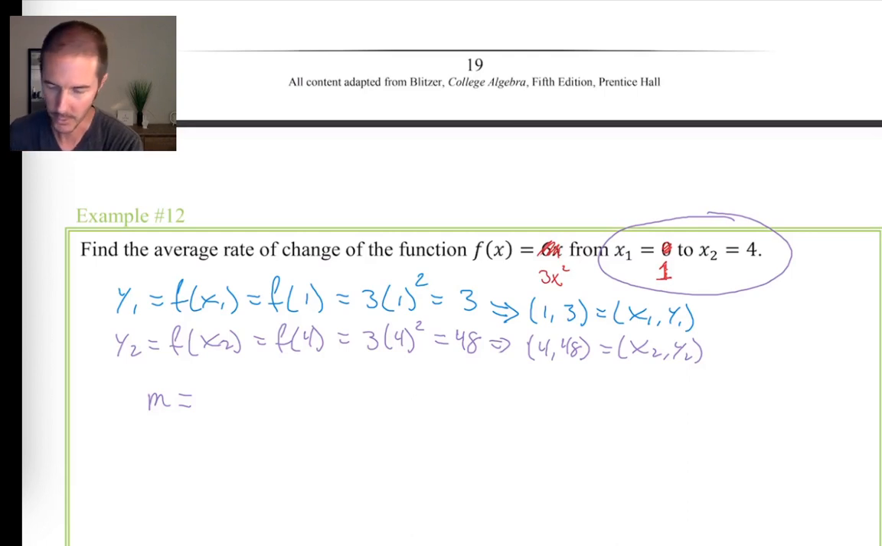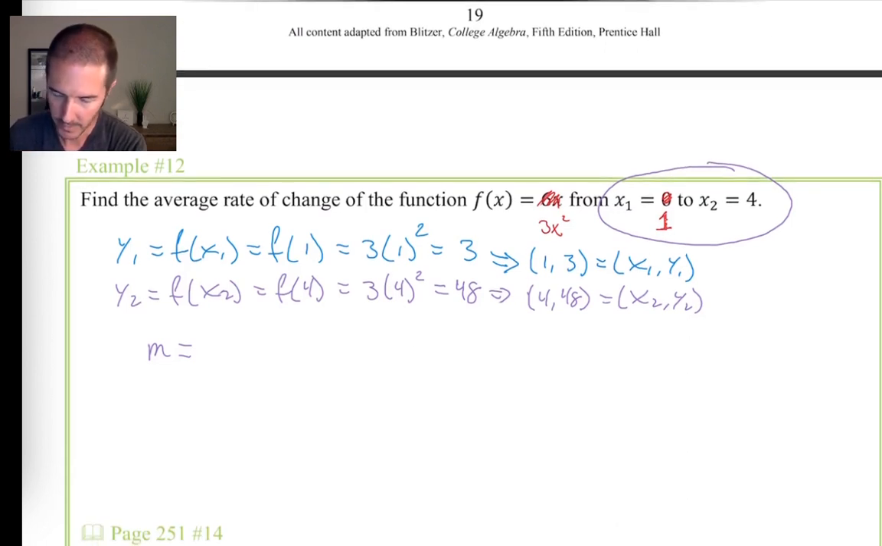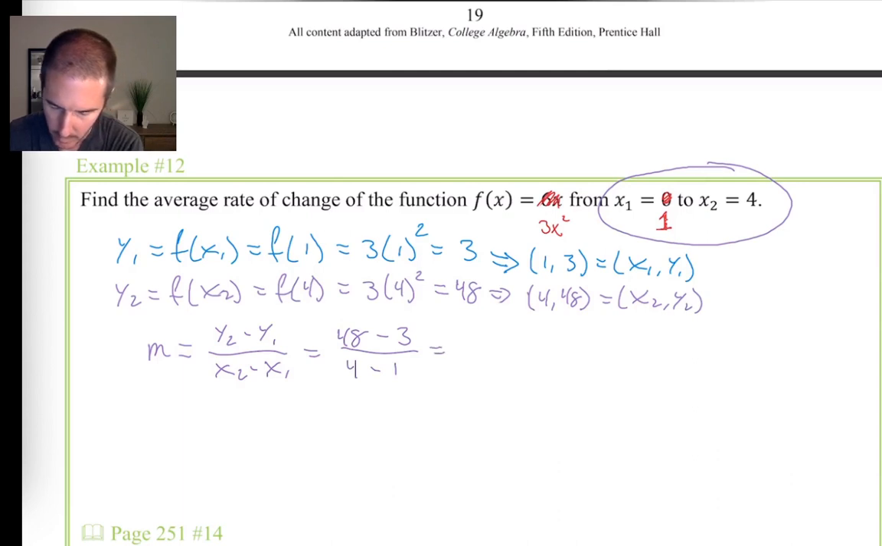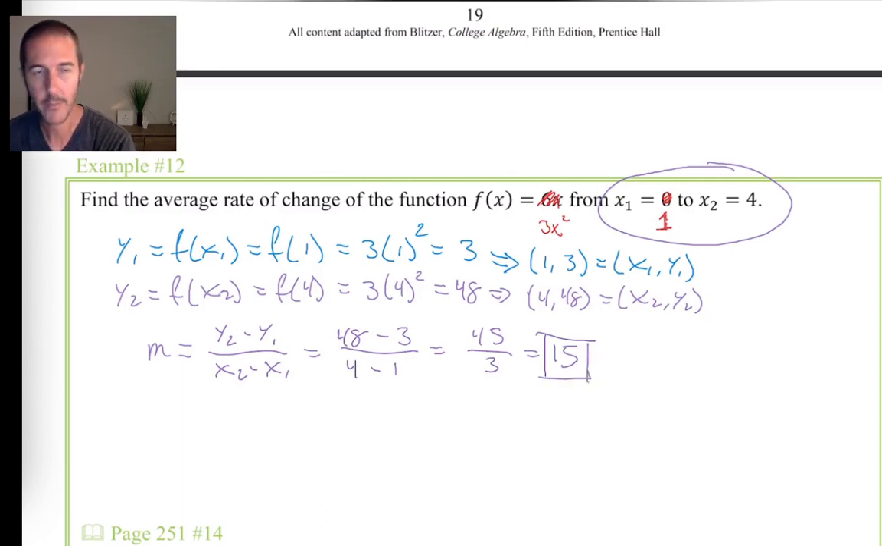All right, we're back in action. And we're calculating the slope finally. Let's do y2 minus y1 using that notation, or f of x2 minus f of x1 over x2 minus x1. Our y2 value is 48. Our y1 value is a 3 over 4 minus 1. And that gives us 45 in the numerator, 3 in the denominator, and that is reducible to 15. So 15 would be our average rate of change.